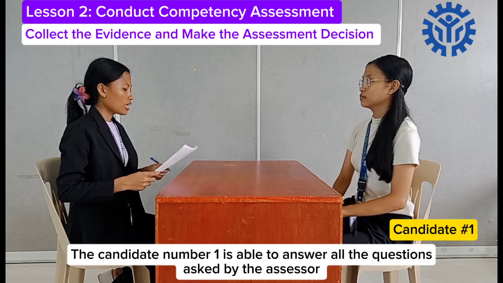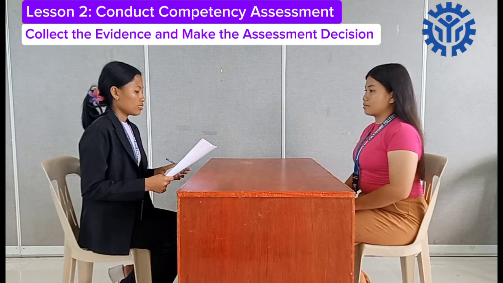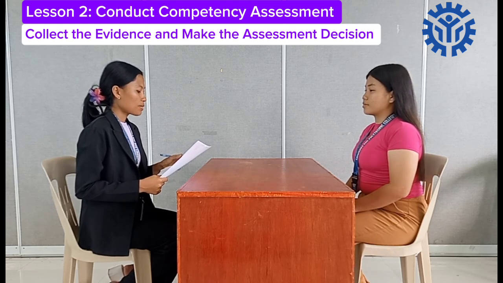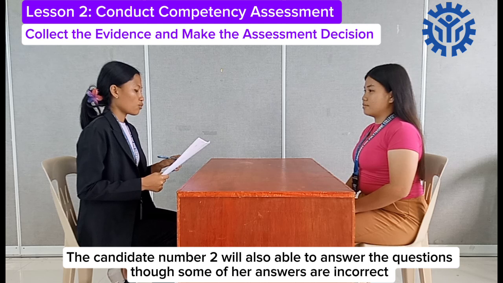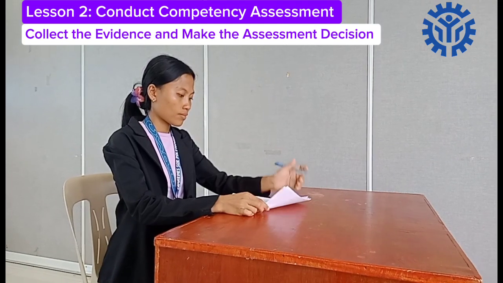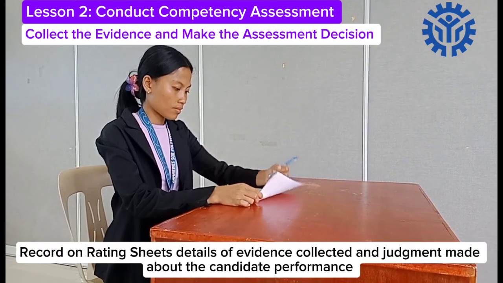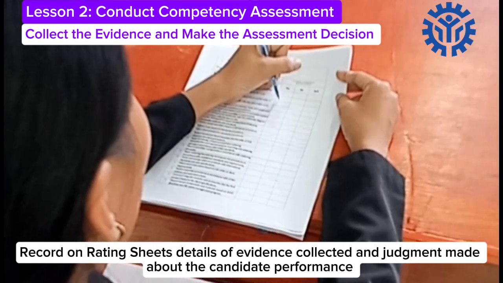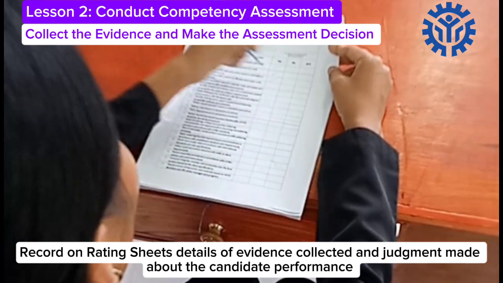The candidate number 1 is able to answer all the questions asked by the assessor. The candidate number 2 will also be able to answer the questions though some of her answers are incorrect. Record on rating sheets details of evidence collected and judgment made about the candidate's performance.